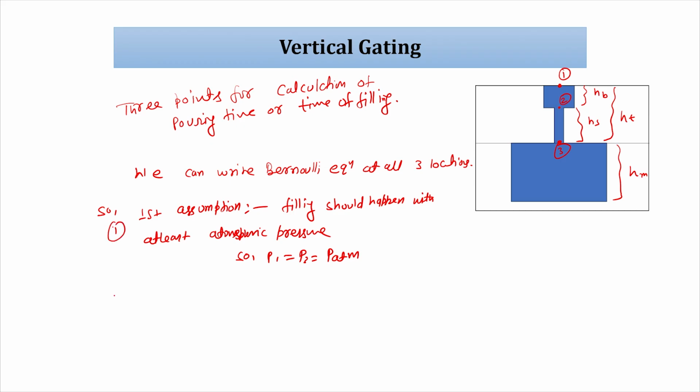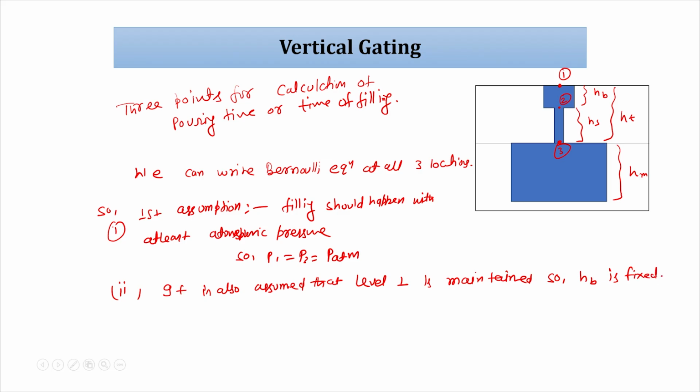Second, it is also assumed that level 1 is maintained, so HB is fixed. Since we are assuming that the pouring basin is kept filled, HB is fixed; it is not varying with time.